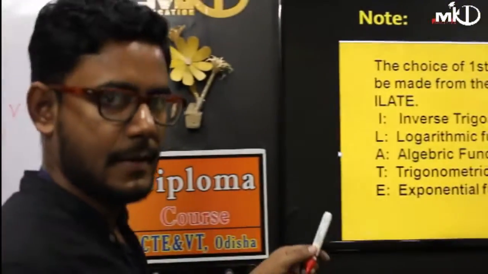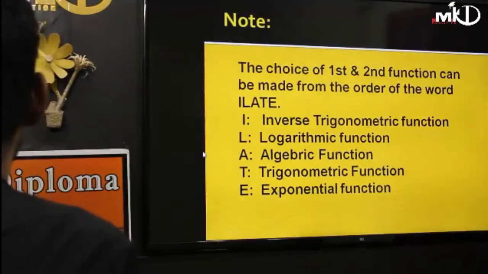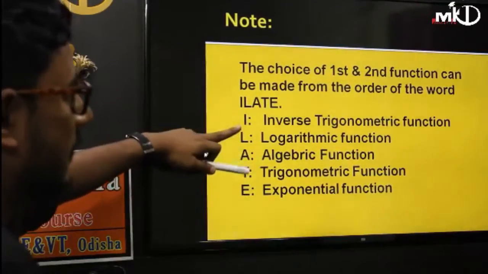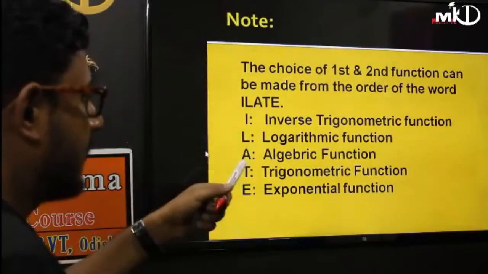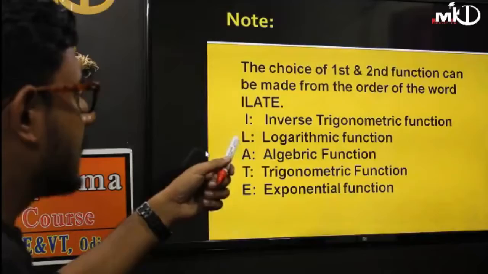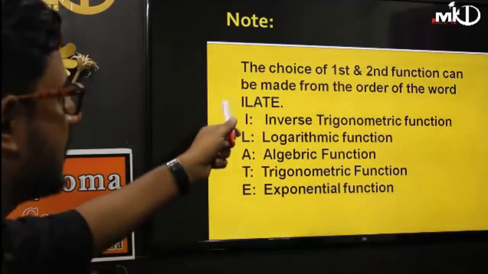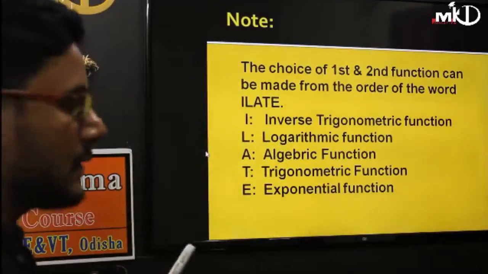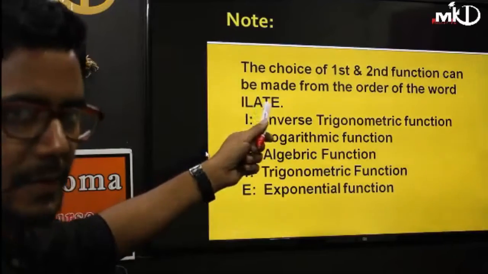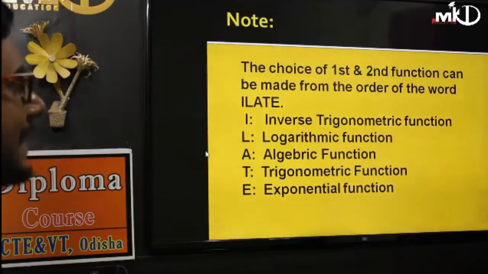If between the two functions u and v there is one inverse trigonometric function and one logarithmic function, then our first function should be the inverse trigonometric function and the second function is the logarithmic function. If one function is an inverse trigonometric function and another is an exponential function, then we take the inverse trigonometric function as the first function. So this ILATE rule says what should be the first function. If it is a trigonometric function and one is an algebraic function, we take the algebraic function as the first function. If you remember this rule, then it's easy to decide what should be taken as the first function and what as the second function.